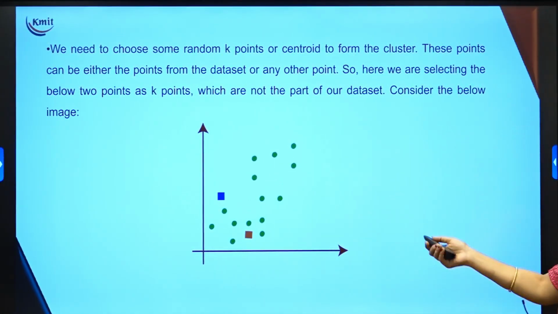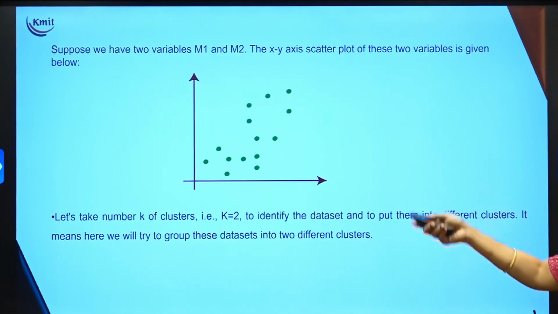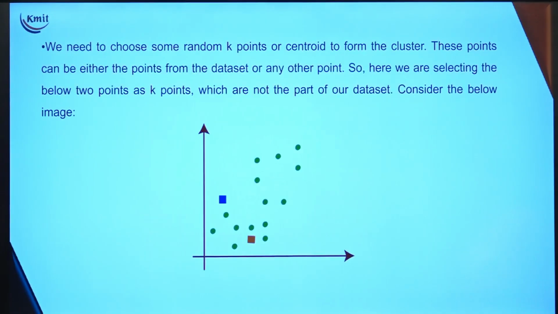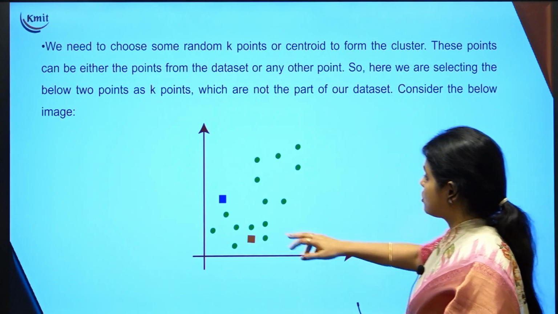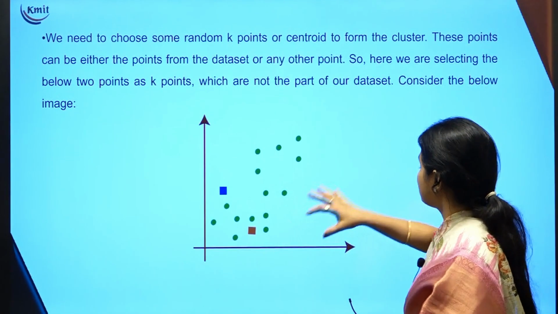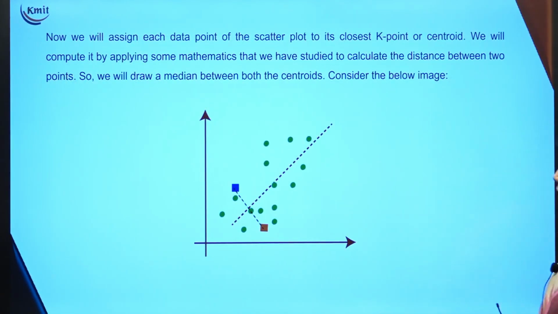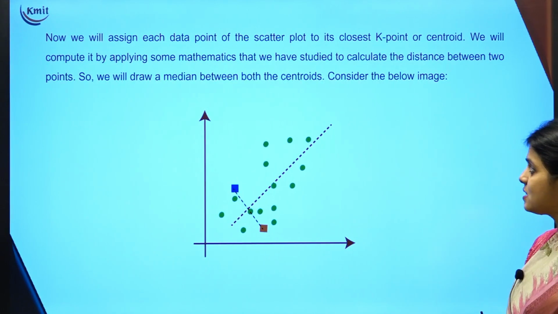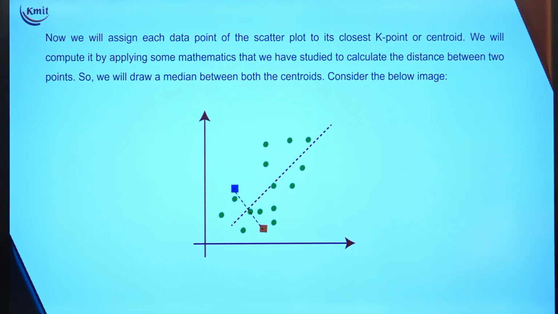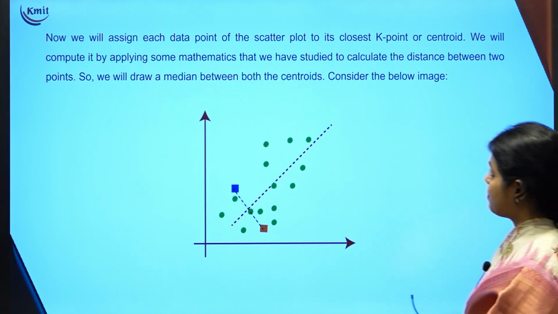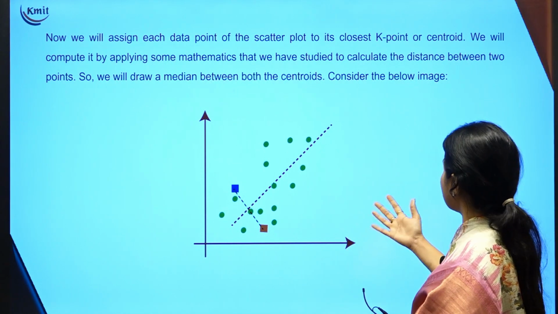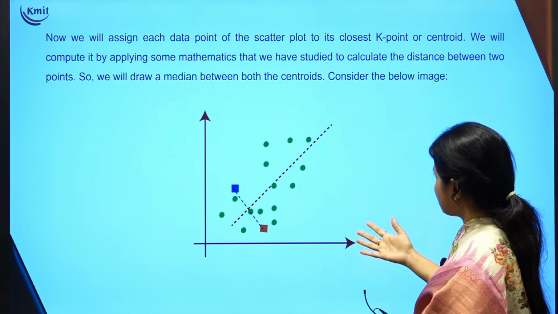Now this is step 1, that is the entire data. I have taken k equal to 2, and I have randomly chosen two k points or centroids to form the cluster. Once I am done with this, we will assign each data point of the scatter to its closest k point or centroid. We will compute it by applying the mathematics that we studied to calculate the distance between 2 points, Euclidean distance or whatever it is.